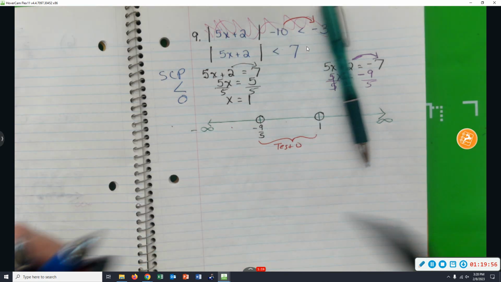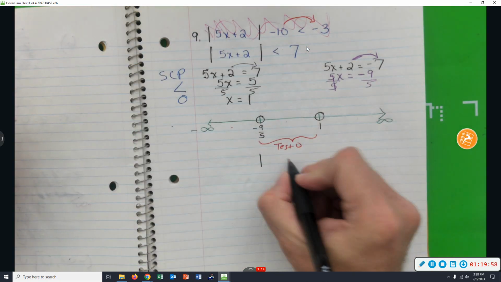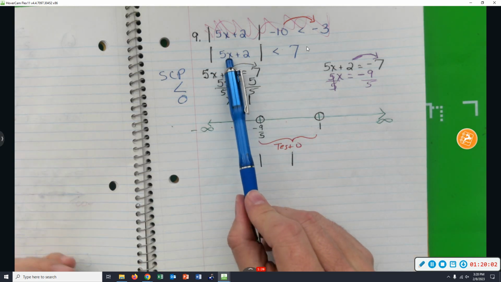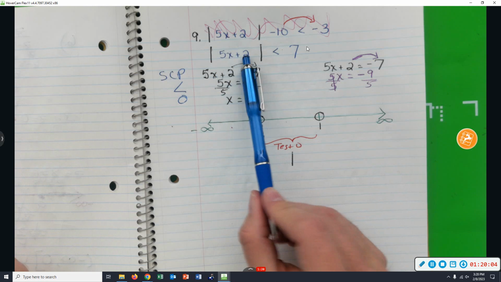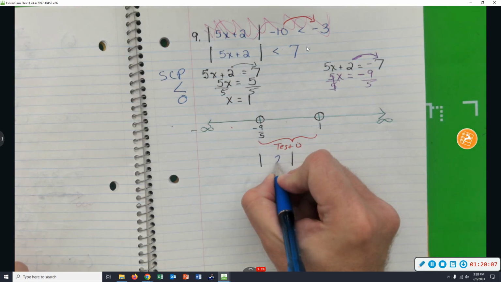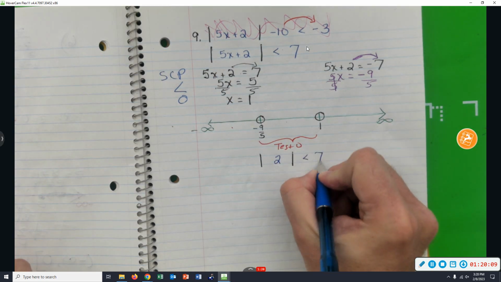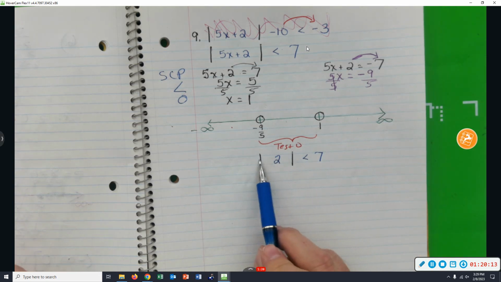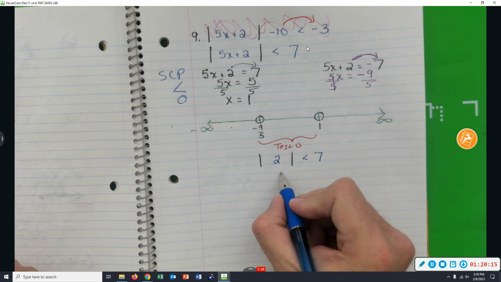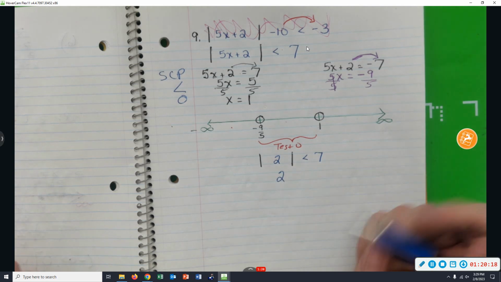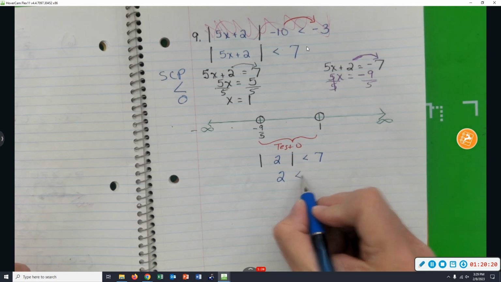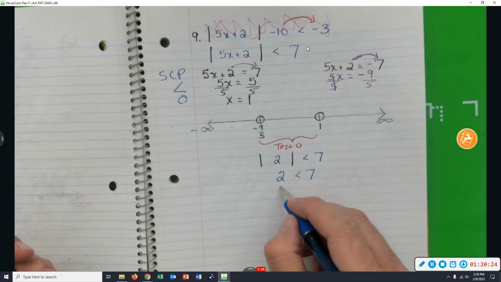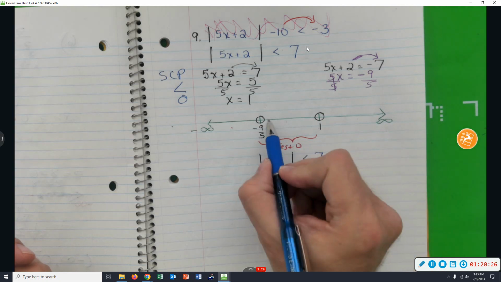So, plugging a 0 into this right here. 5 times 0 is 0, plus 2 is 2. Now, before you decide true or false, actually take the absolute value. The absolute value of 2 is 2. 2 is less than 7. True or false? True. So I'll shade.